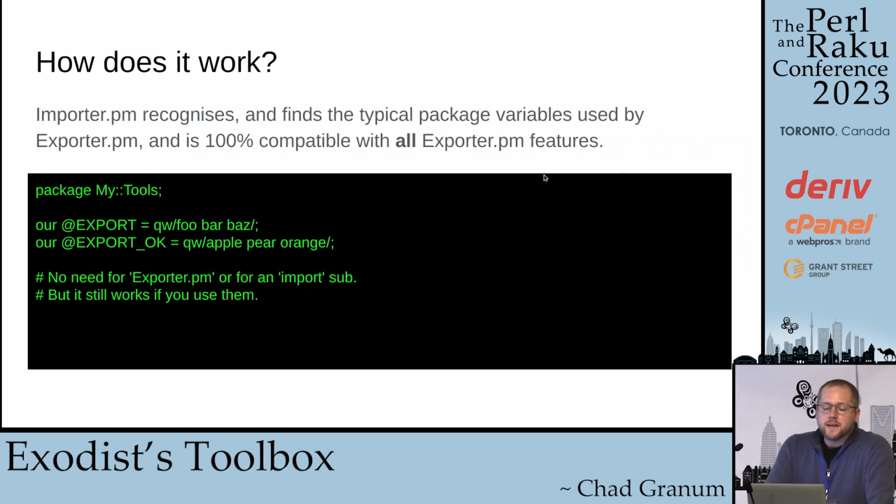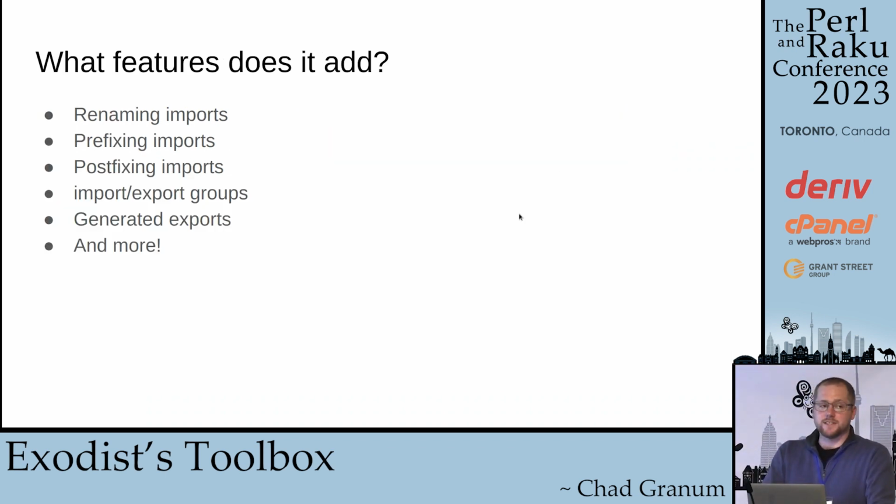So how does it work? Importer.pm recognizes and finds the typical package variables used by Exporter.pm and is 100% compatible with all Exporter.pm features. So if you have a package that defines export and export OK, it'll just work. You don't have to change anything. Importer can import from it. So what features does it add? First, you can rename your imports. You can prefix your imports or postfix your imports. You can define import and export groups. You can generate exports, and even more.